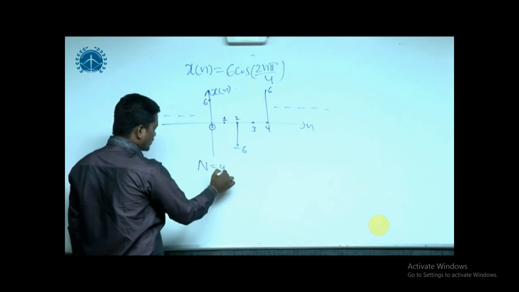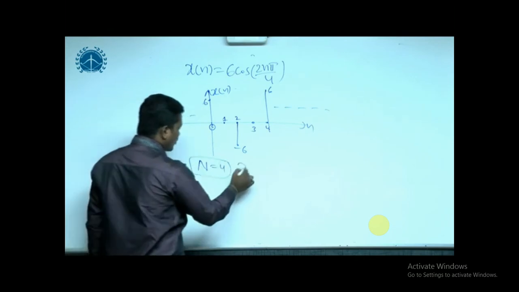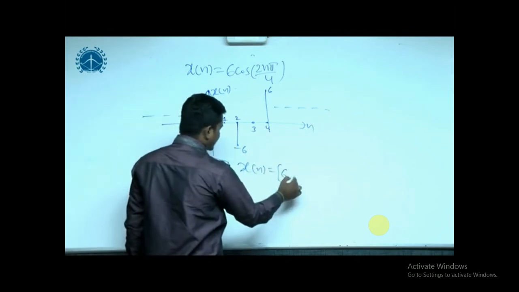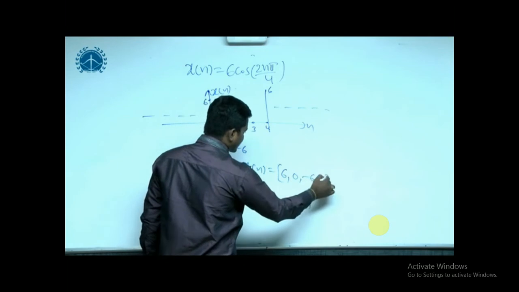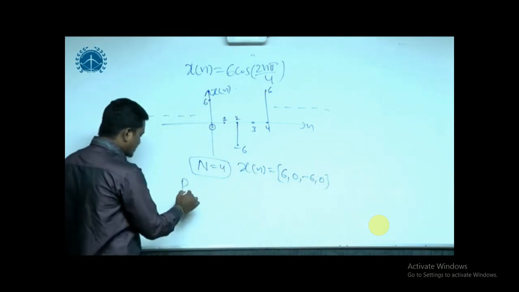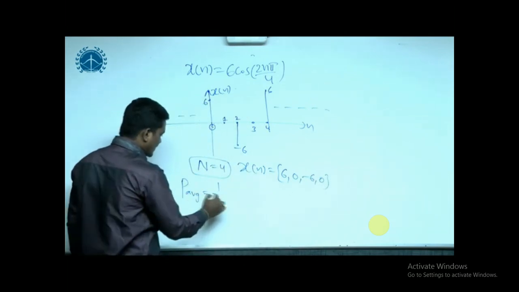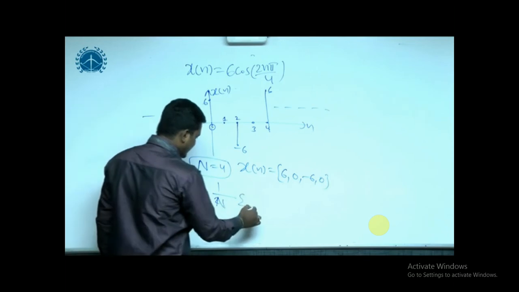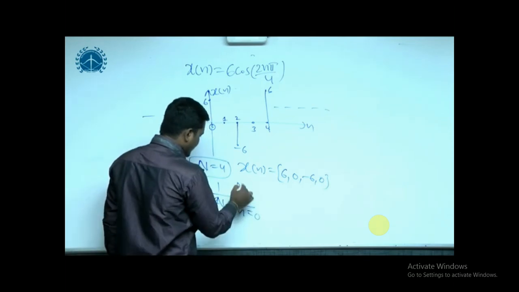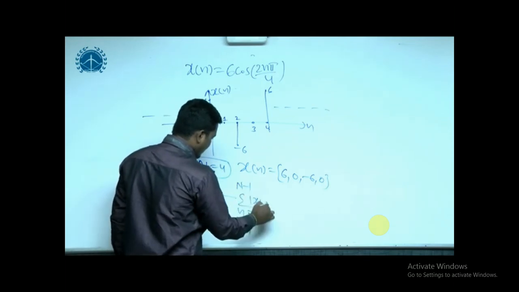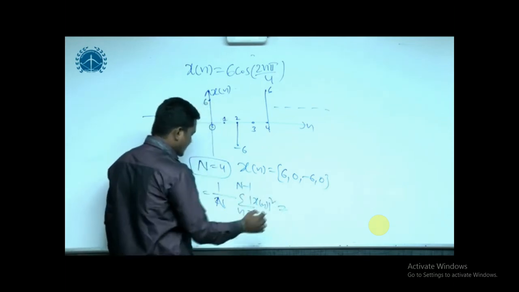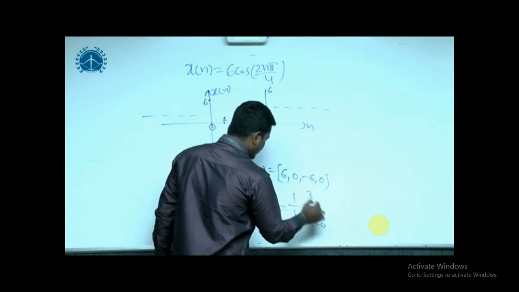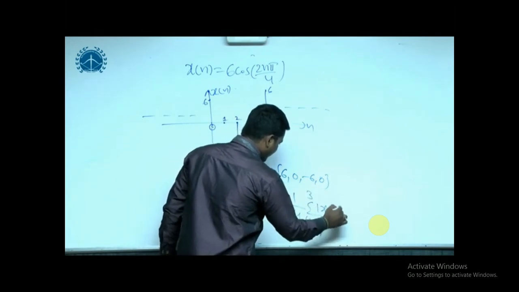So how much time is it taking? N equals 4. What is the signal within one period? x of n equals, in one period, 6, 0, minus 6, 0. Now what is the average power of the signal? P average is equal to 1 by N sigma, n equals 0 to N minus 1, mod x of n whole square. This equals 1 by 4 sigma, n equals 0 to 3, mod x of n whole square.